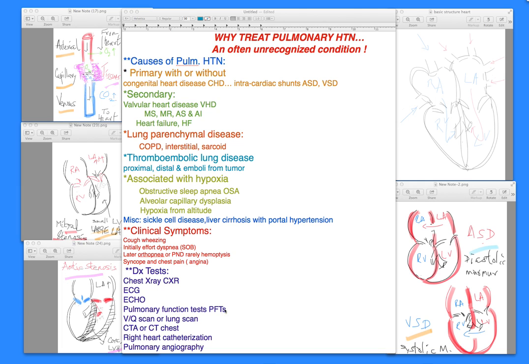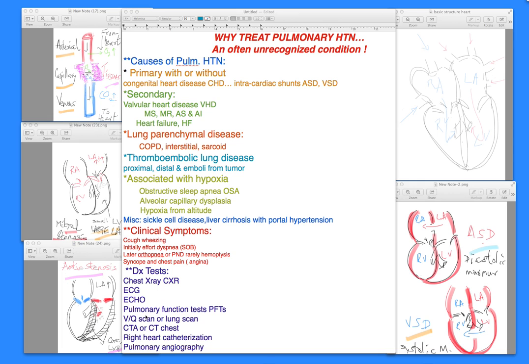Pulmonary function tests are really required to diagnose interstitial disease, COPD, for instance, or bronchial asthma, which has not been treated for a long time, obstructive sleep apnea, which is very common in patients who are markedly obese, and then hypoxia that results in patients who move up to high altitudes rather suddenly.